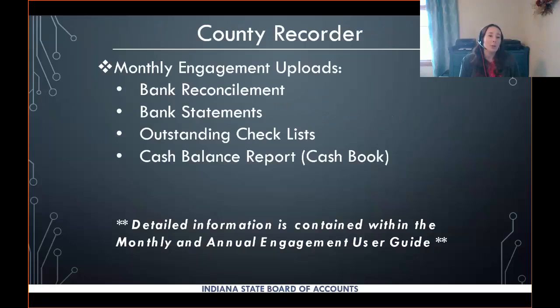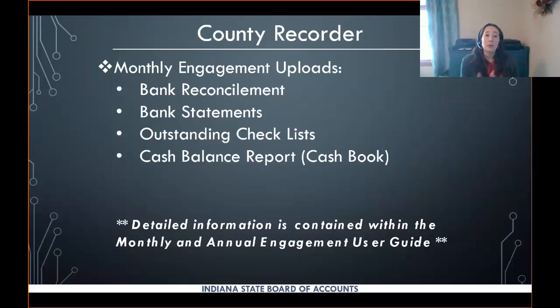So the county recorder, this only applies to you if you have an outside bank account. If your county recorder does not have an outside bank account and you are turning in collections daily, you are not required to upload anything. Okay.